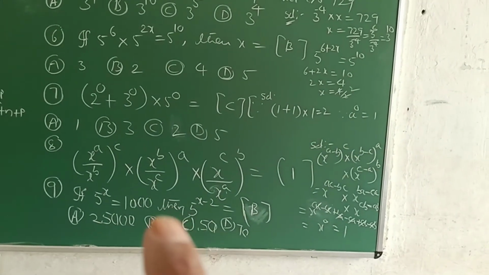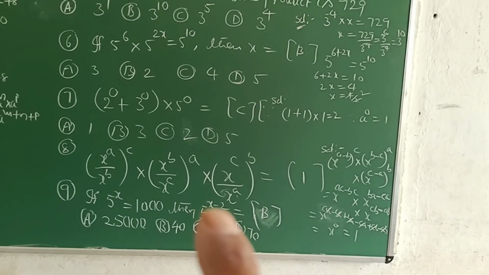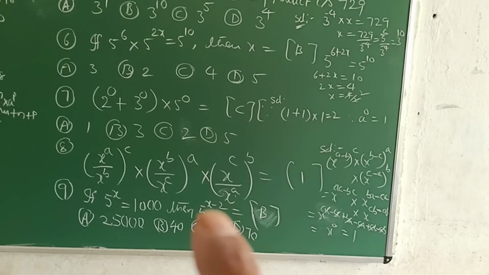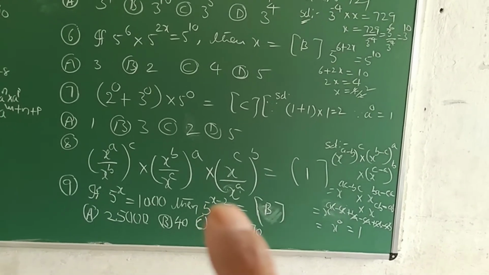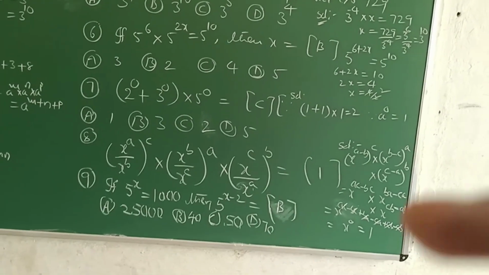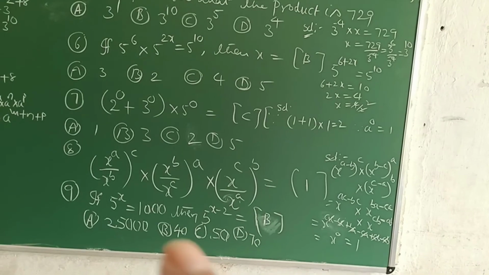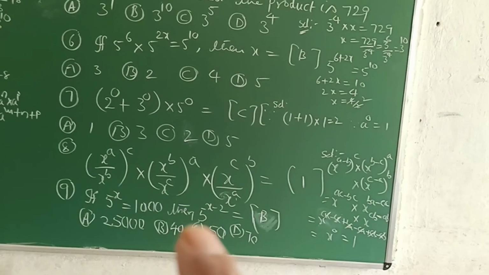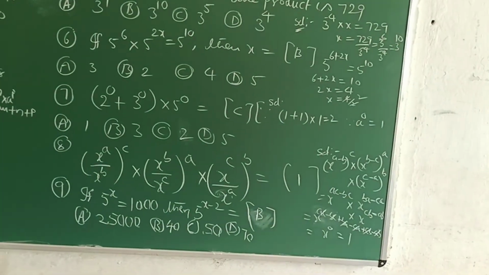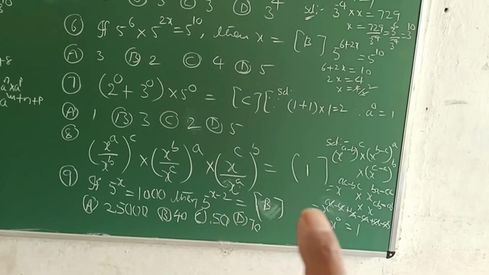If 5 power x is equal to 1000, then 5 power x minus 2 is equal to. So now the question given here is 5 power x minus 2. It is in the form of a power m minus n. A power m minus n can be written as a power m by a power n. Therefore, 5 power x by 5 square. 5 power x is equal to 1000. So 1000 by 5 square means 25. 1000 by 25 is equal to 40. Therefore, the option is B.